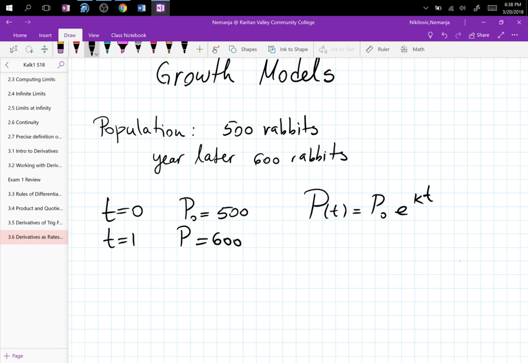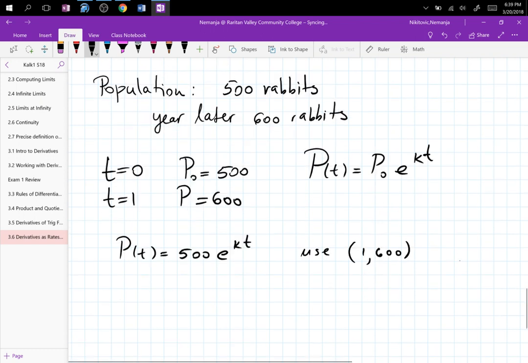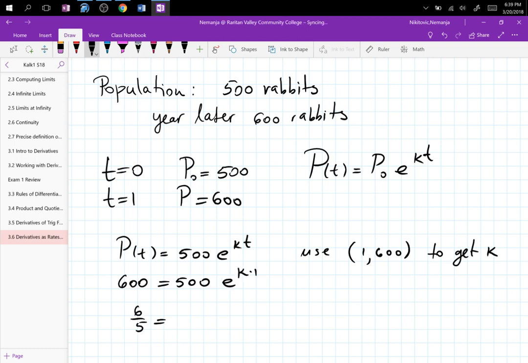I will use the first point to write the model that population in time is now 500e to the kt, and then I'm going to use the second point, 1 and 600, to get k. So that's going to be 600 is equal to 500 times e to the k, because t is 1. Put times 1, whatever. So now this is going to be 6/5 equal to e to the k.